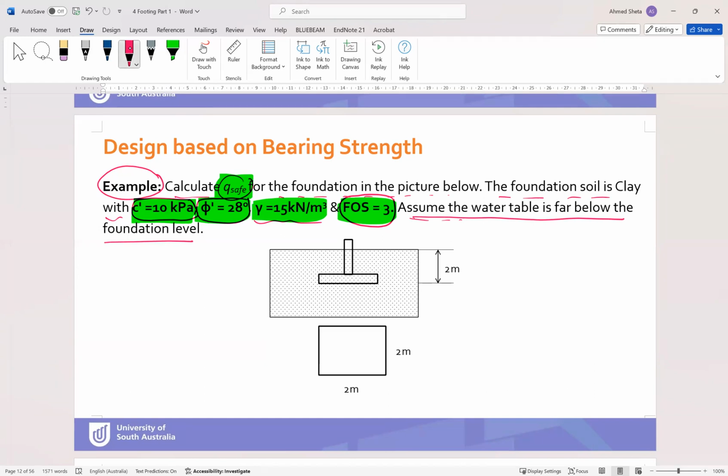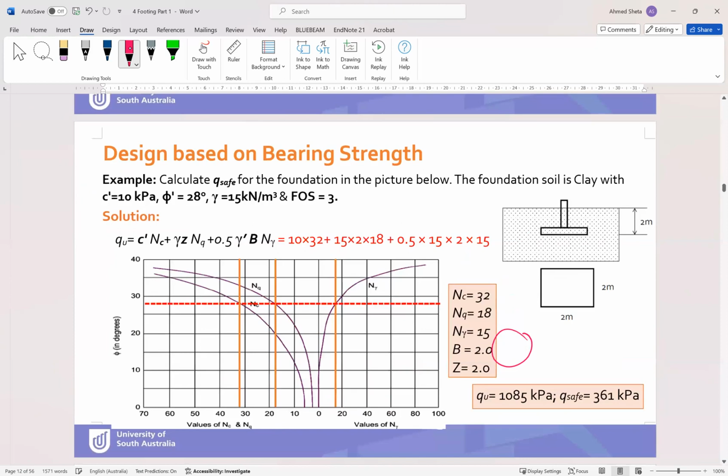So here is our footing. Our foundation level is at 2 meters from the ground surface, ground level, and the plan is footing 2 by 2 meters. So from the given information, we have B equal to 2 meters and Z equal to 2 meters. So this is all the information we got. So now we can start solving this example.